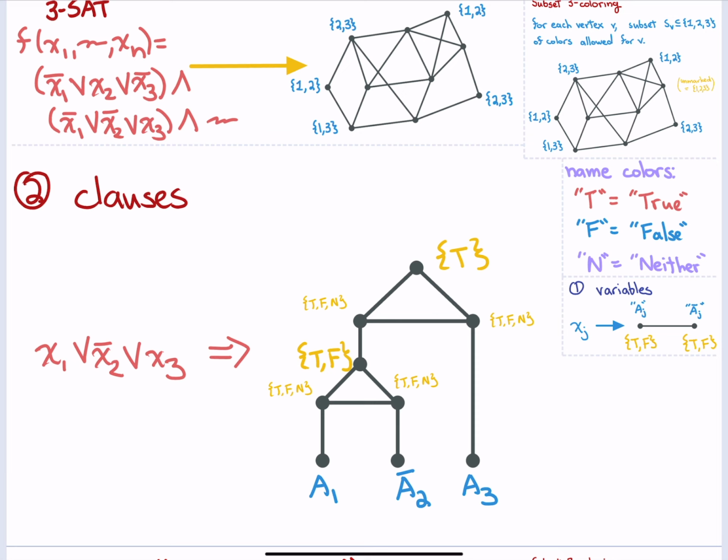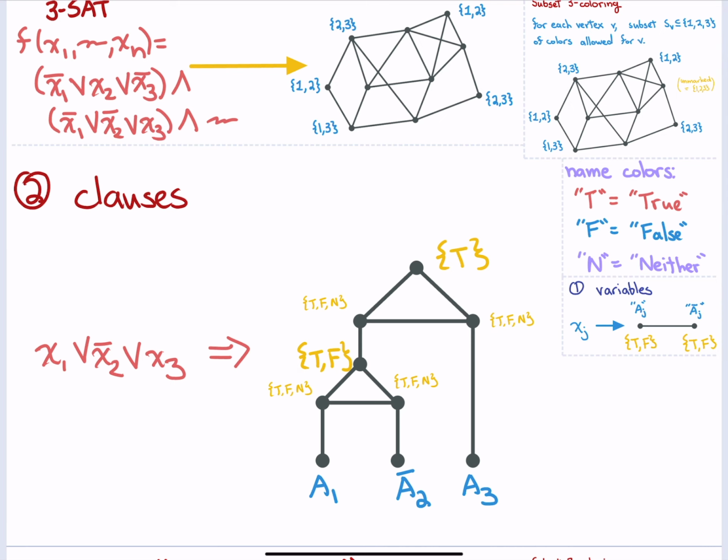I'll explain it. So for every clause with 3 variables, we're going to make this funny graph, exactly like this with exactly those labels. Sort of a weird thing. So the claim is that at the root, the top has to be colored true. And I'm going to try to argue that you can only color the top to be true if one of these 3, A1 or A2 bar or A3 in this case, was colored true.